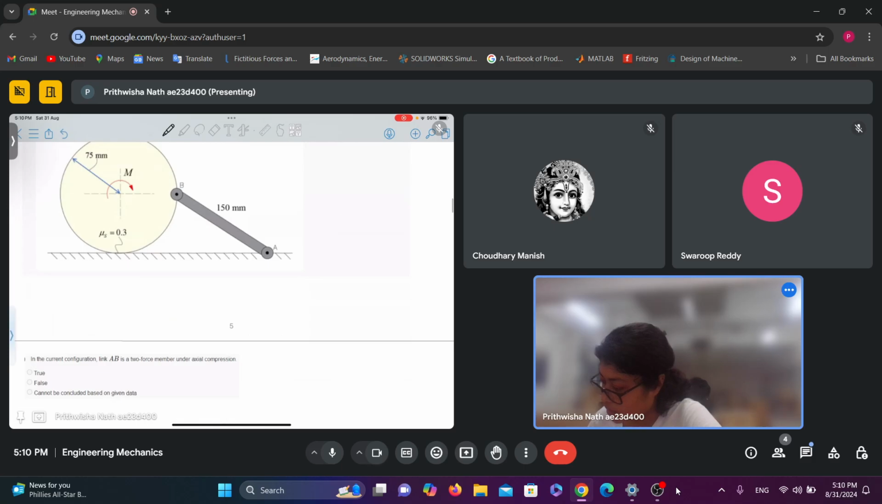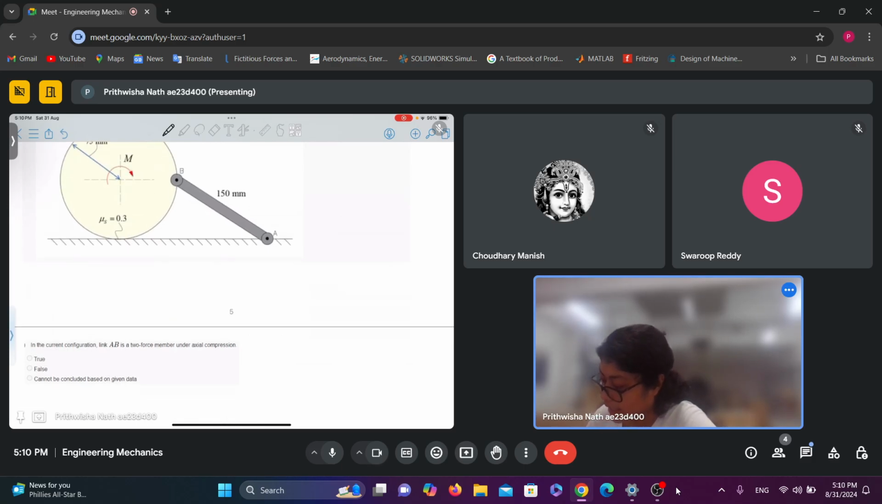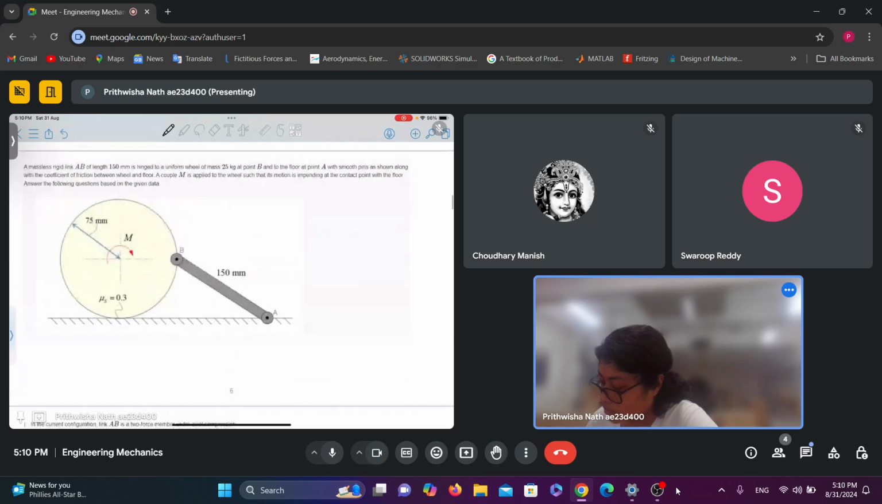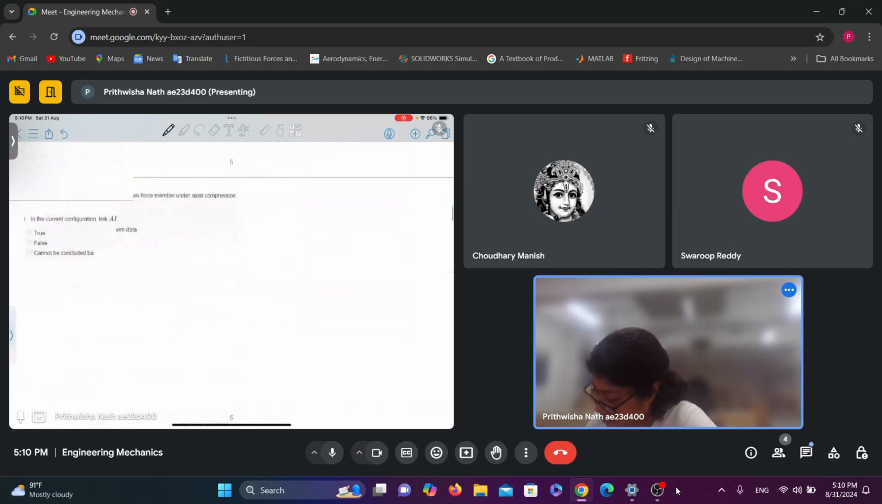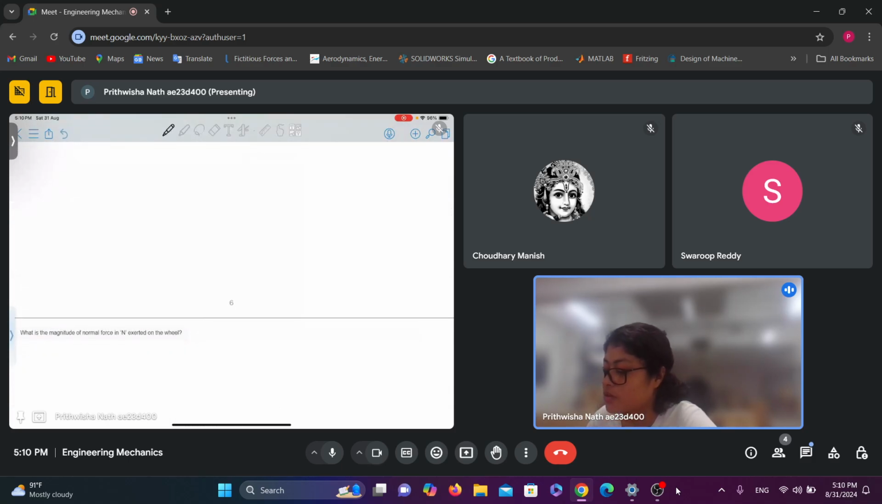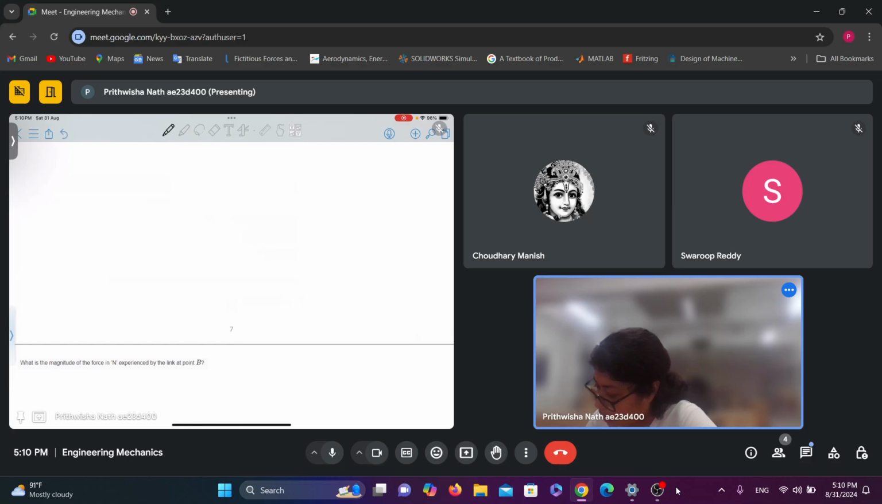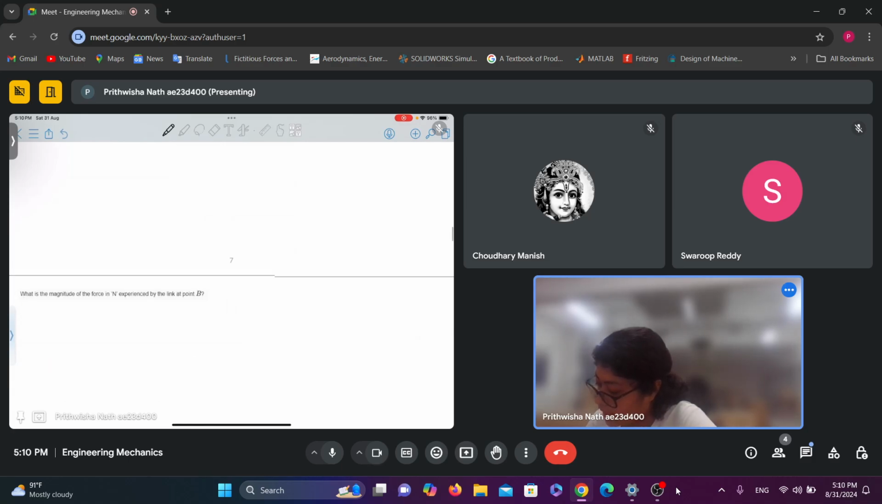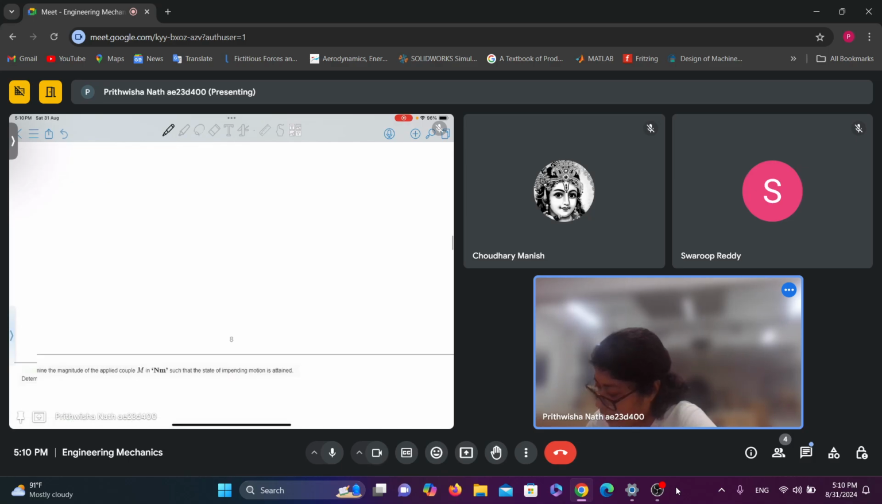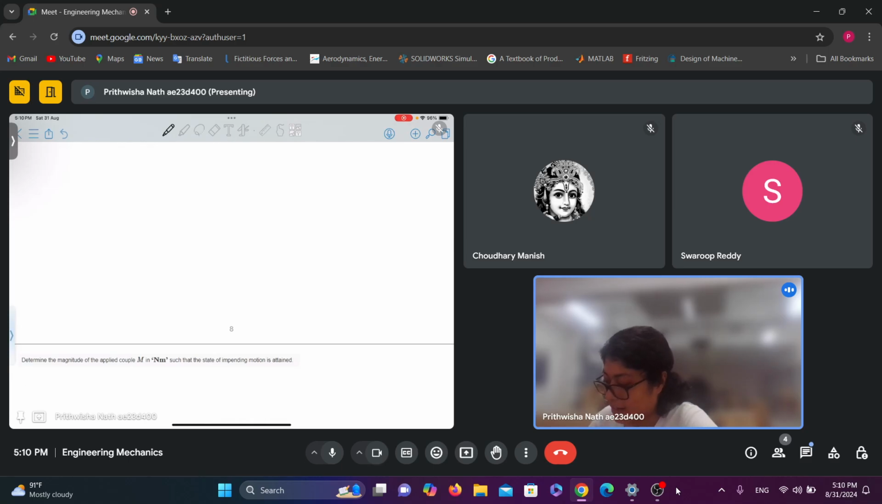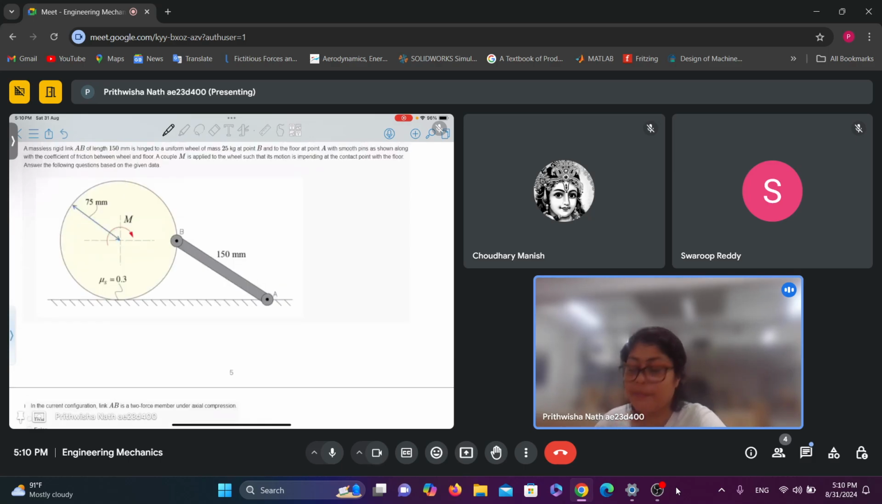Now we need to solve the given question. In the current configuration, link AB is a two-force member under uniaxial compression. The second problem is what is the magnitude of the normal force exerted on the wheel, and what is the magnitude of force experienced by the link at point B. And finally, we need to determine the magnitude of applied couple M such that the state of impending motion is attained. So, first you should try drawing the free body diagram for this problem.